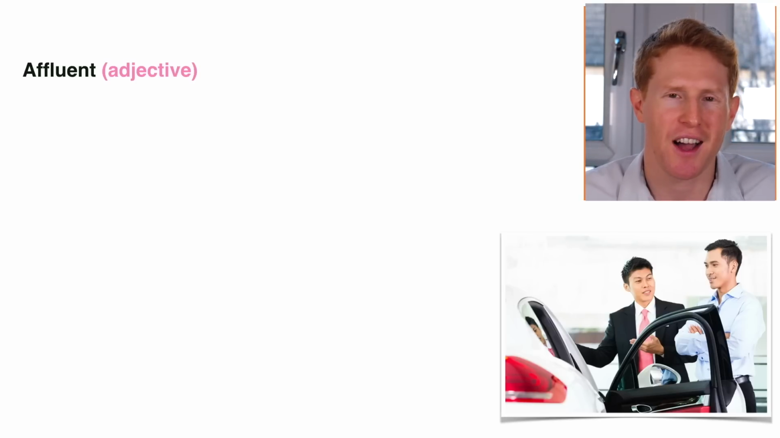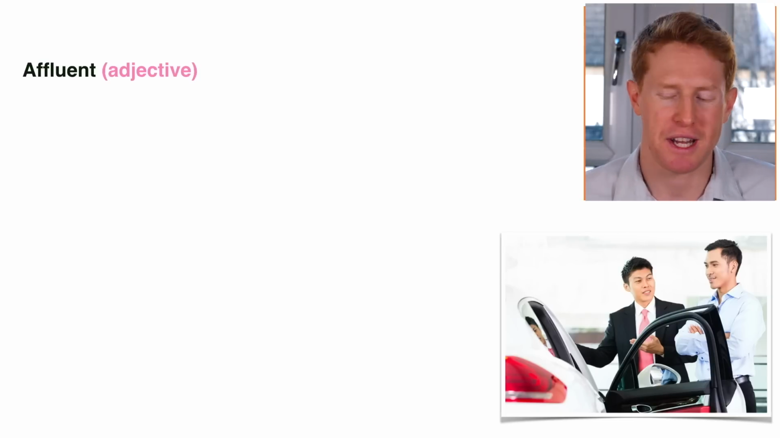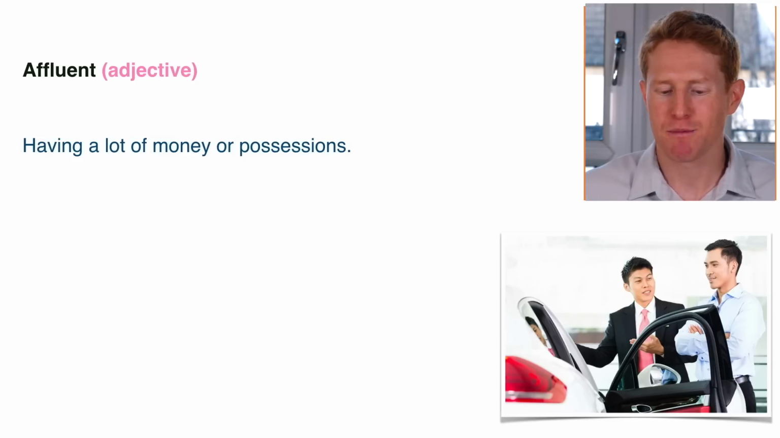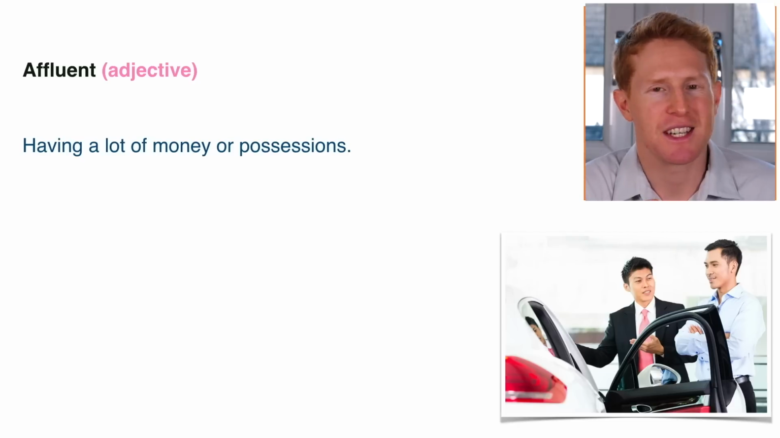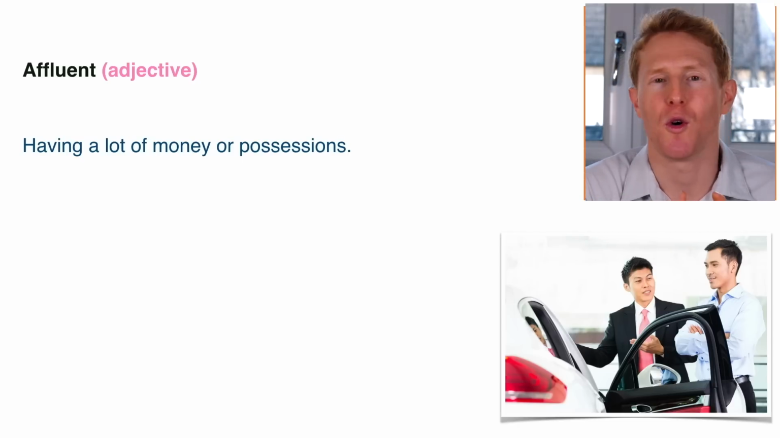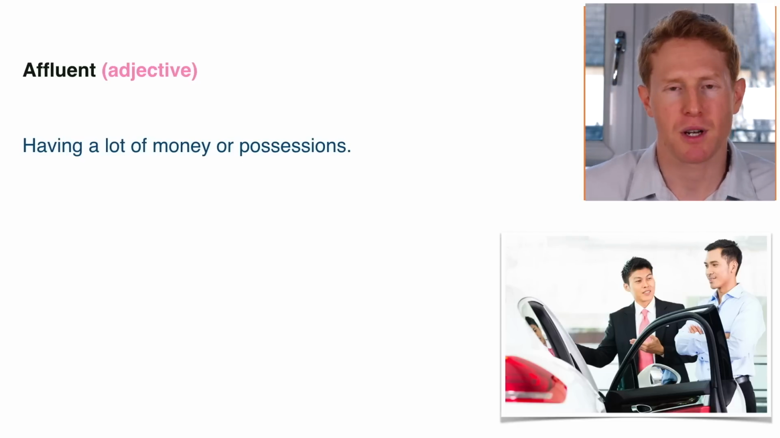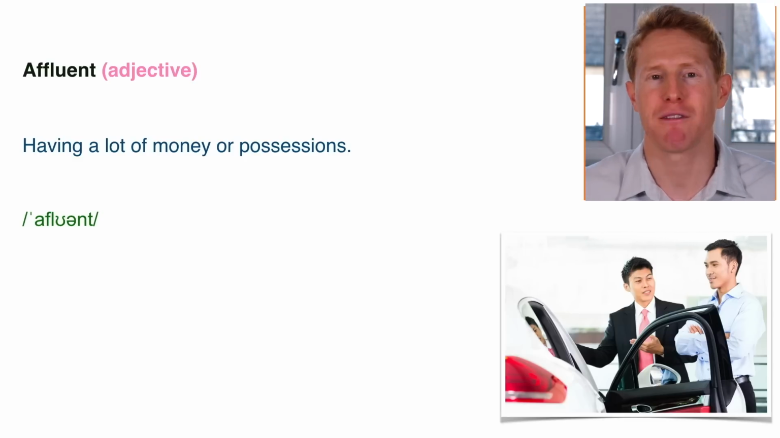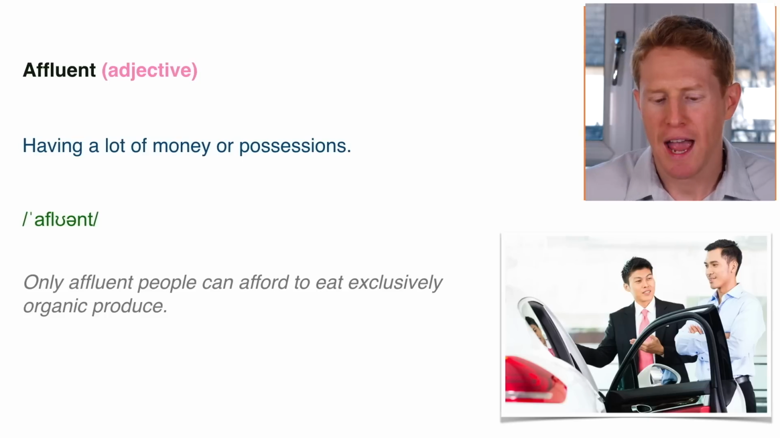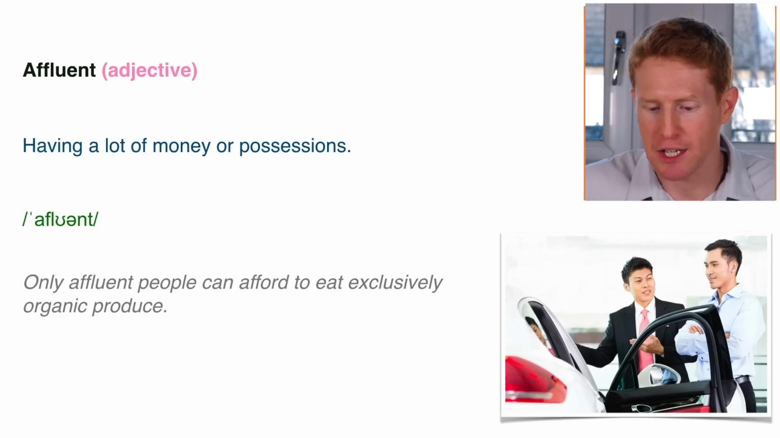Now we came across that earlier. Can you remember what it means? Or maybe you know what it means already. It means having a lot of money or possessions. So affluent is a synonym for rich or wealthy. Now the pronunciation is affluent. Stress is on the first syllable, affluent. Only affluent people can afford to eat exclusively organic produce.